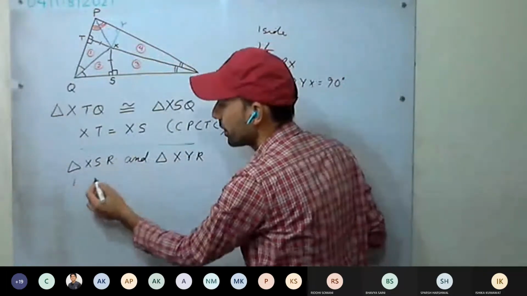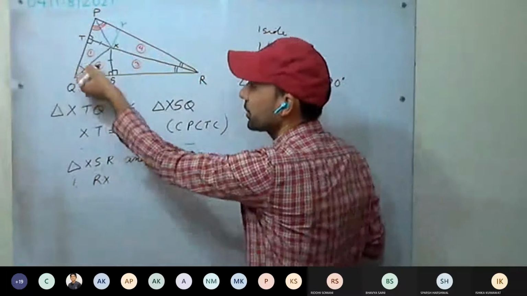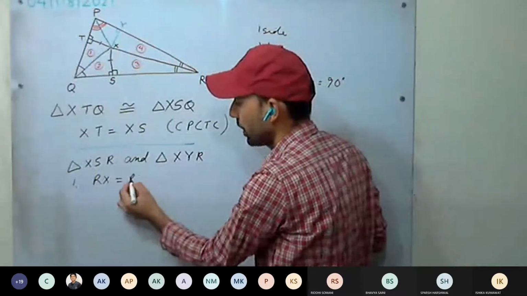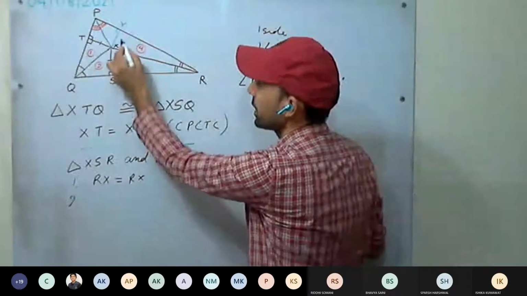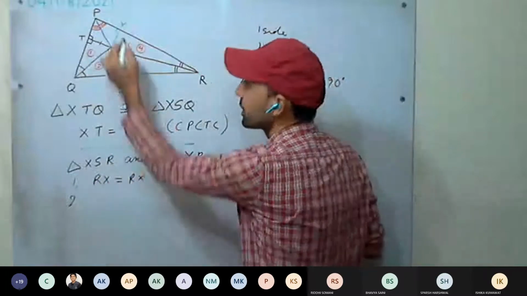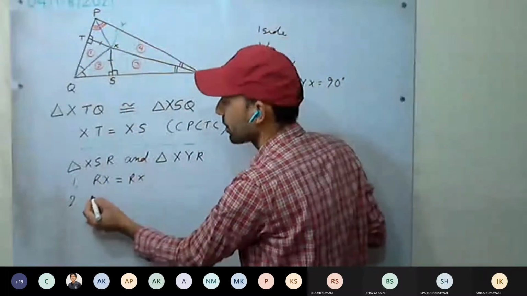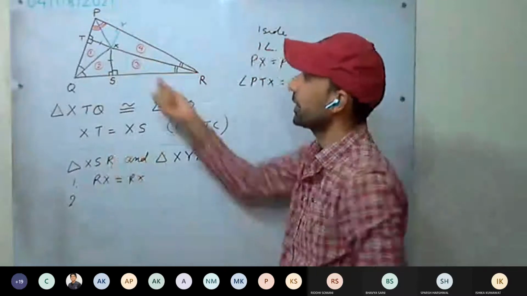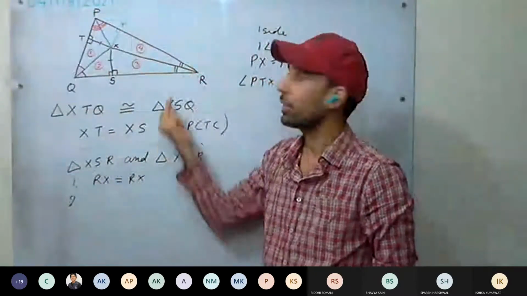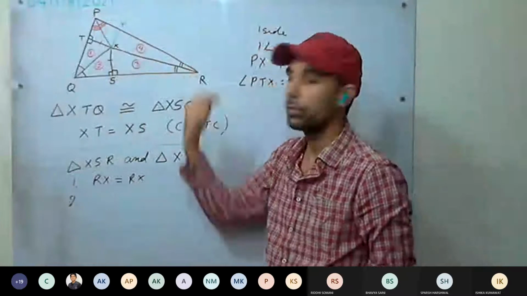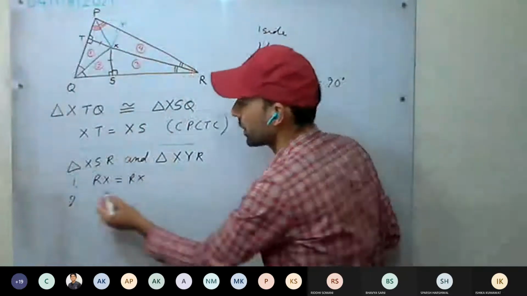RX is common. We have proved RX equal to RX, common side. Second, this angle equal to this angle, 90 degrees, which we made by construction. So first you will write that XY is perpendicular to PR, we have constructed line XY perpendicular to PR. That as well you have to write.